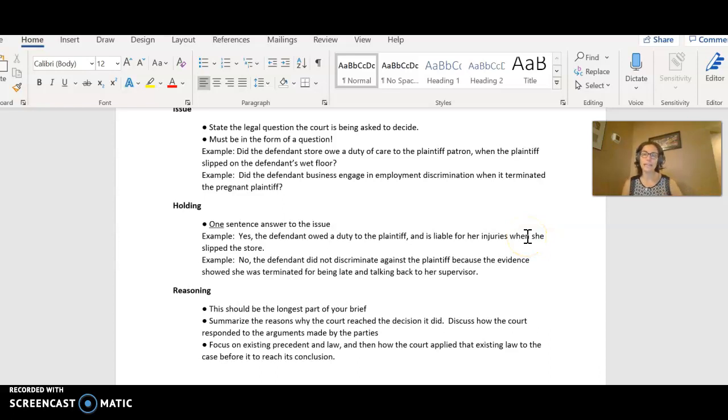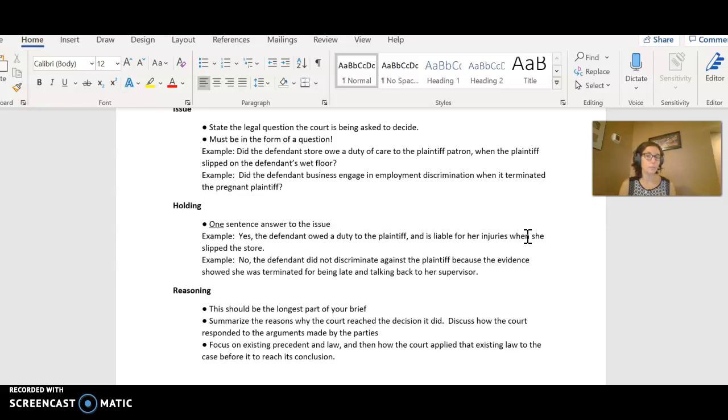So the holding is the answer to the issue. One nice thing about any lawsuit in the United States, any case that goes up on appeal, is that there will always be an answer. Whatever legal question is posed at the appellate level, there will be an answer to that question as well. So your holding should begin with the words yes or no. Yes, the plaintiff was liable to the defendant, or the plaintiff recovered against the defendant, or no. And then answer whatever it is your legal question was.